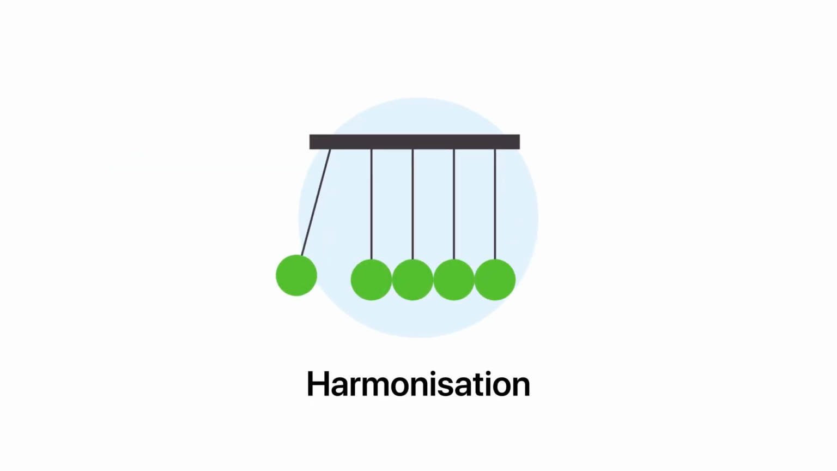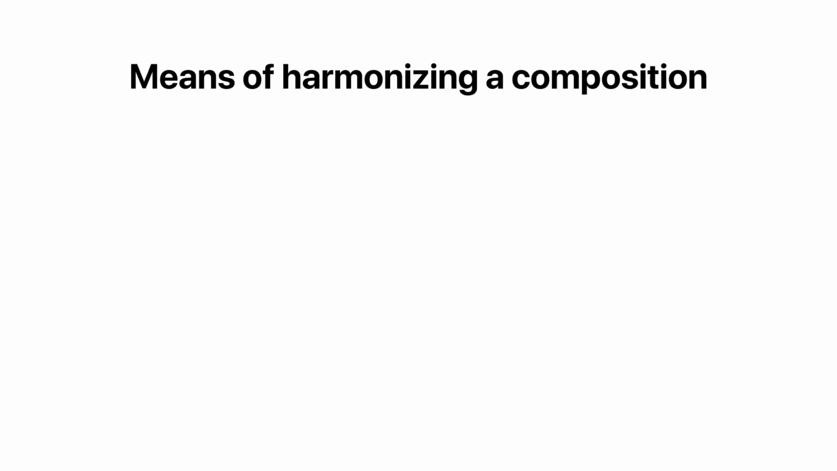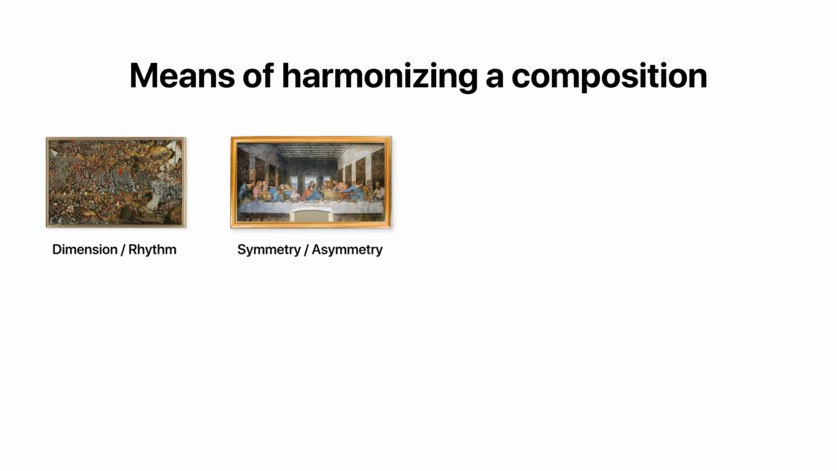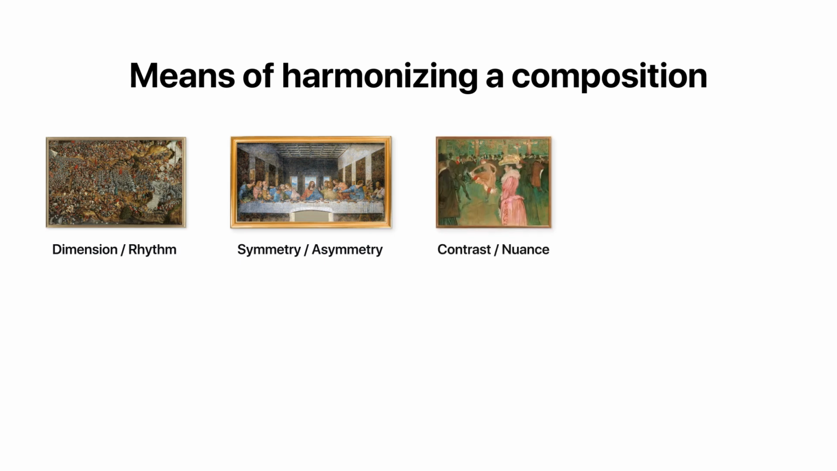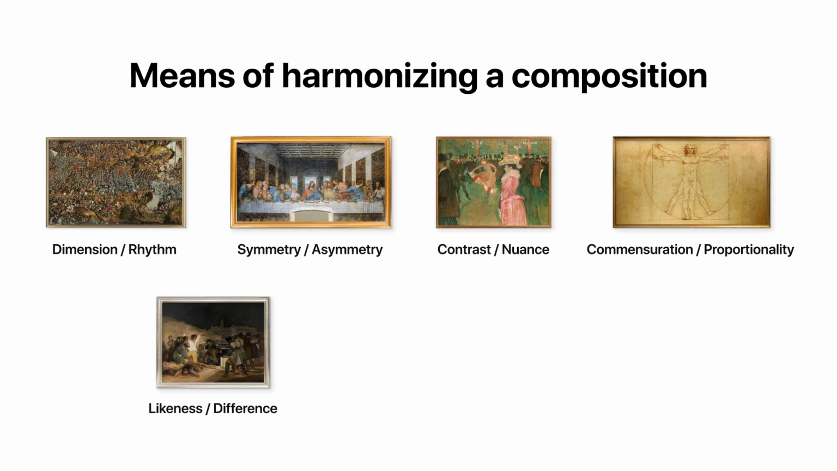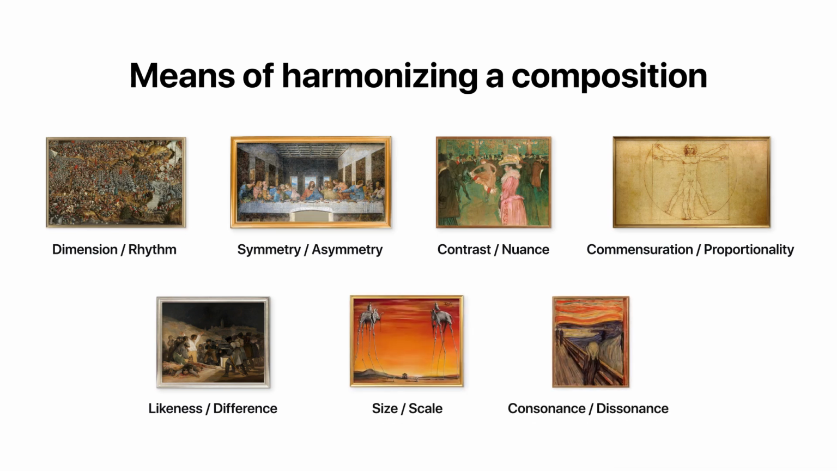This process of finding a harmonious composition is often referred to as harmonization, and the tools and techniques used to achieve it are known as the means of harmonizing a composition. These means are typically listed in pairs, with 7 in total: dimension and rhythm, symmetry and asymmetry, contrast and nuance, commensuration and proportionality, likeness and difference, size and scale, consonance and dissonance.